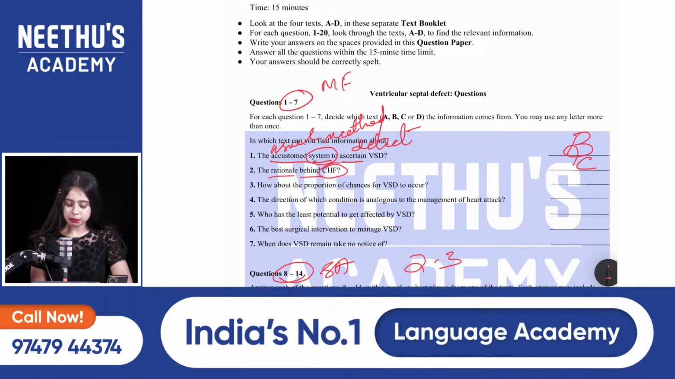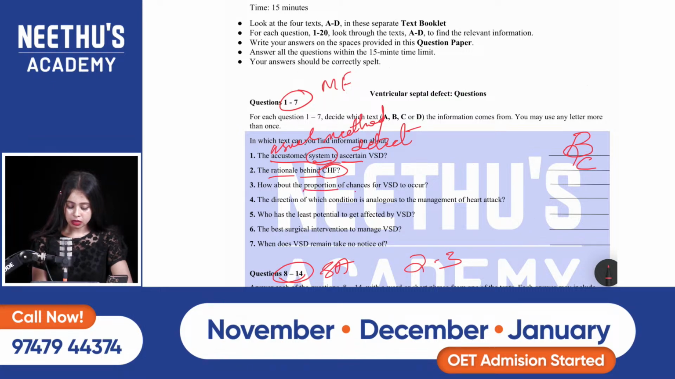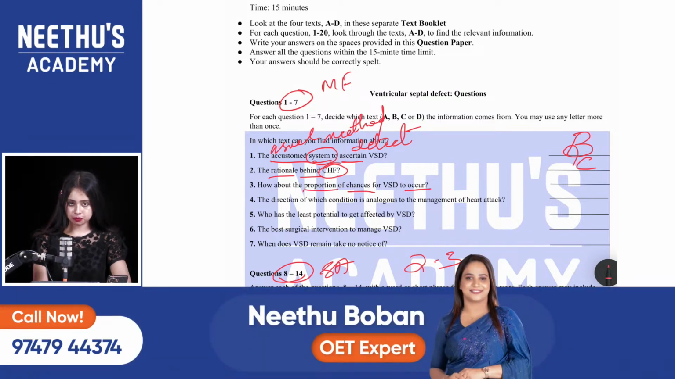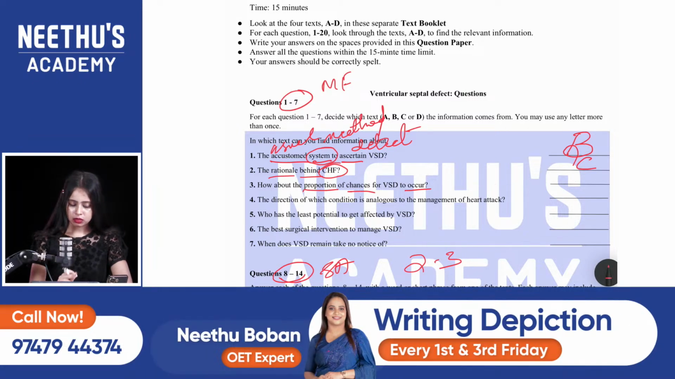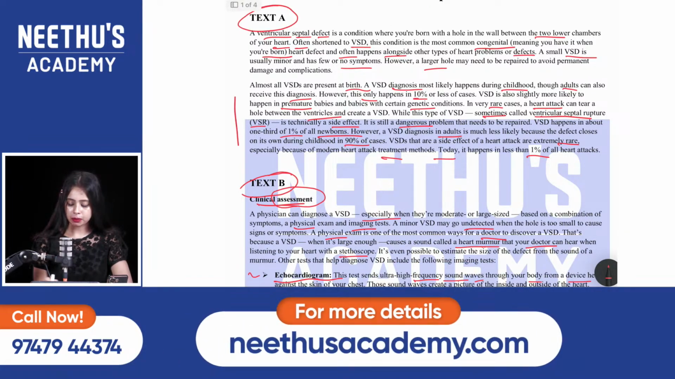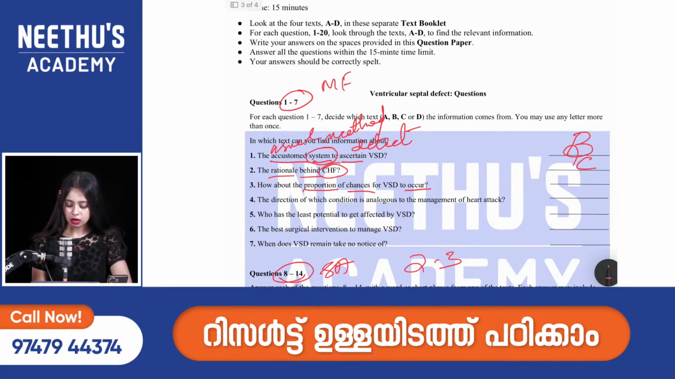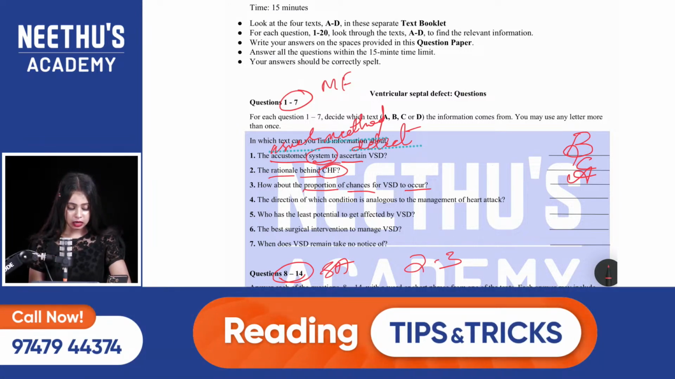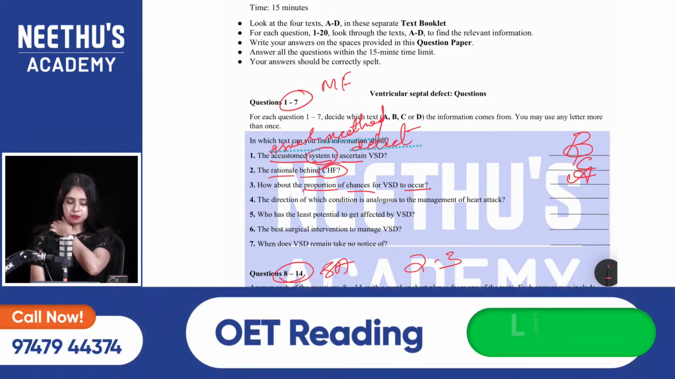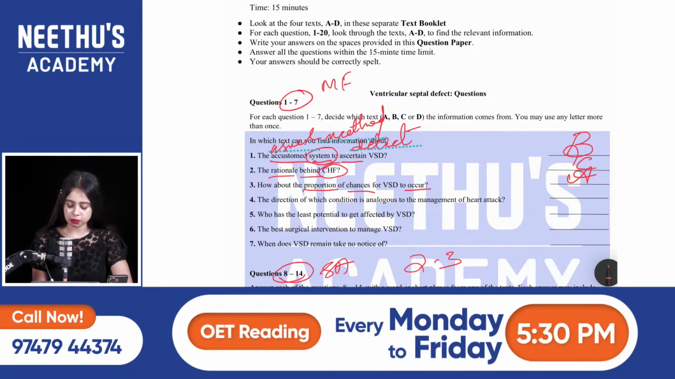Third one, how about the proportion of chances for VSD to occur? So proportion, chances, occur. It was a very easy question, not a very tough one. The proportions are mentioned in the second para of text A. Right? What are they? 10%, 1%, 90%. So that is mentioned in text A. Yes, very good, Megha. Yes, Jissa, Alina, Amy. Yeah, text A.